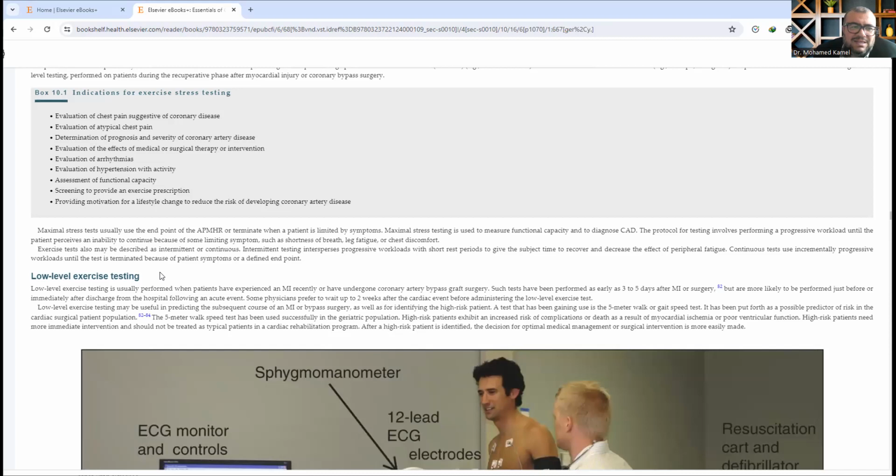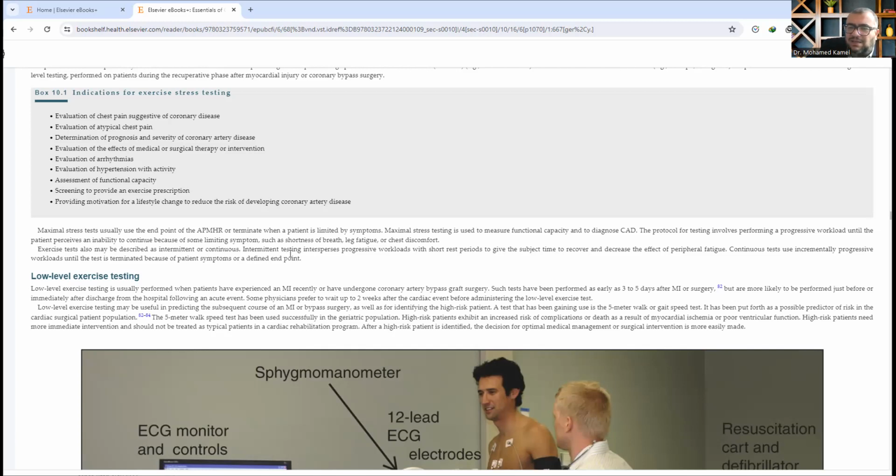On the other hand, maximal stress tests usually use the end point of age-predicted maximum heart rate, the maximum the patient can reach, or terminate when a patient is limited by symptoms. Maximal stress test is used to measure functional capacity and to diagnose coronary artery disease. The protocol for testing involves performing a progressive workload until the patient perceives an inability to continue because of limiting symptoms such as shortness of breath, leg fatigue, or chest discomfort.